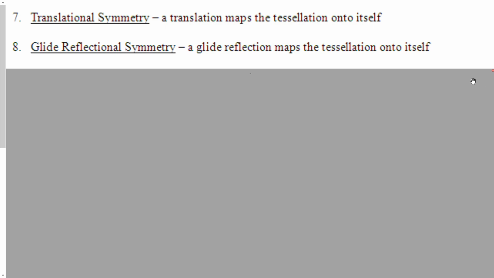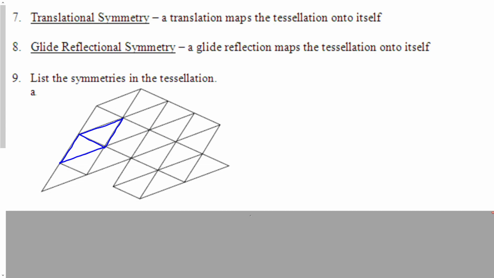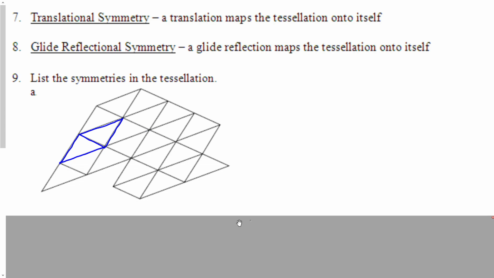But with tessellations, they also have translational symmetry, which would just mean you could continue the tessellation by translating the tessellation and everything would match up, or glide reflectional symmetry, where if you take a chunk of the tessellation and you perform a glide reflection on it, it would still match up onto itself. So our first tessellation, I've already gone ahead and outlined part of that tessellation for you, so we can see which types of symmetry it would have.